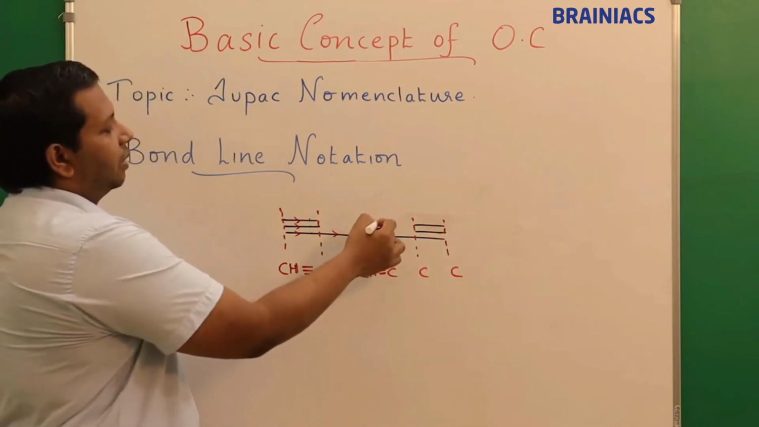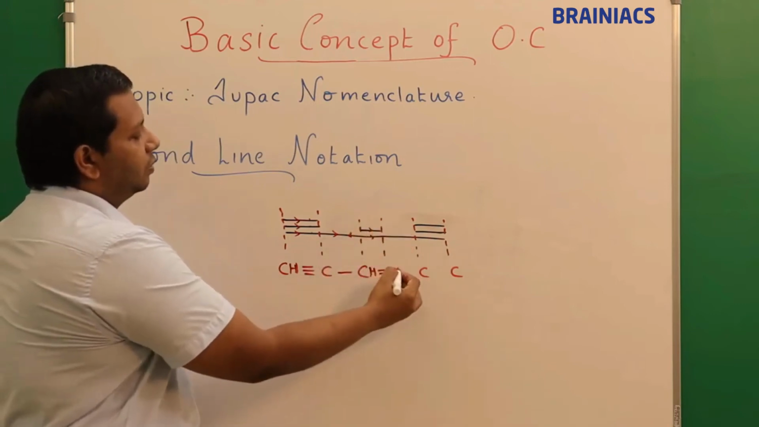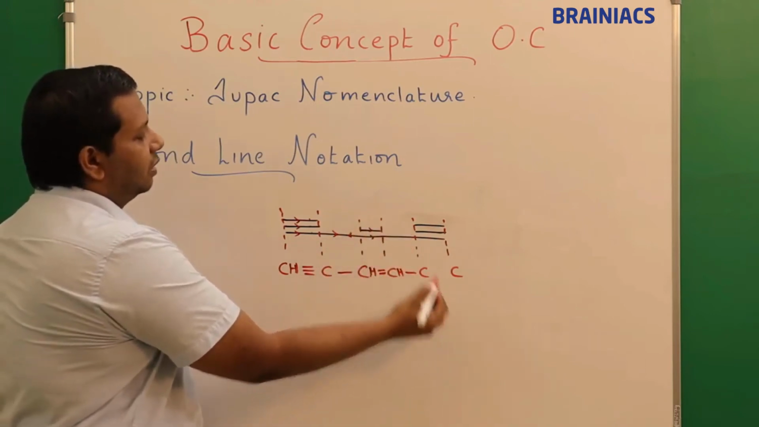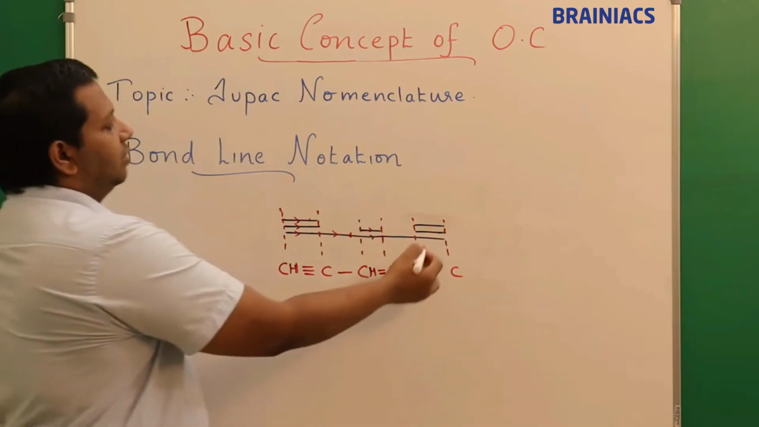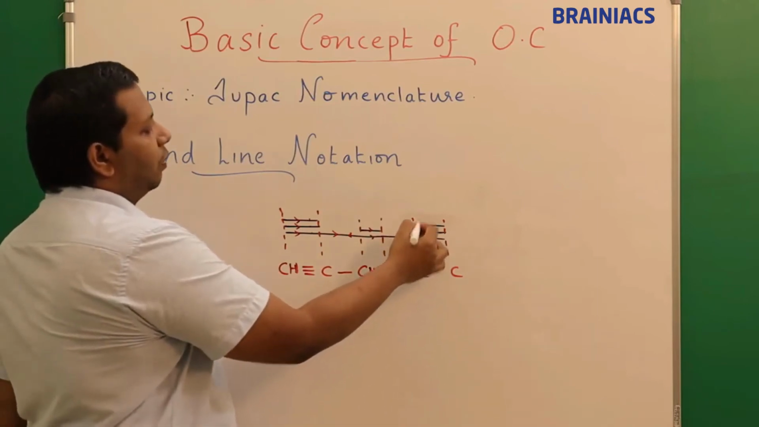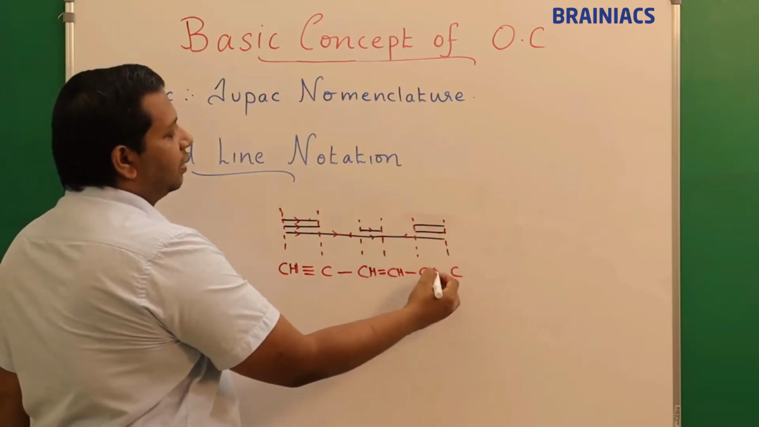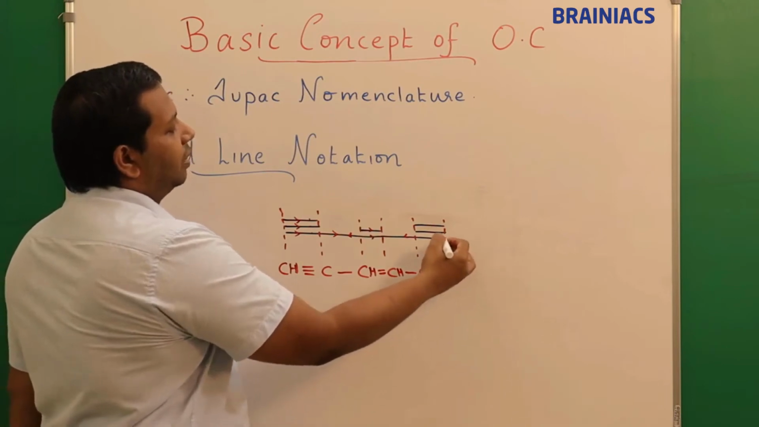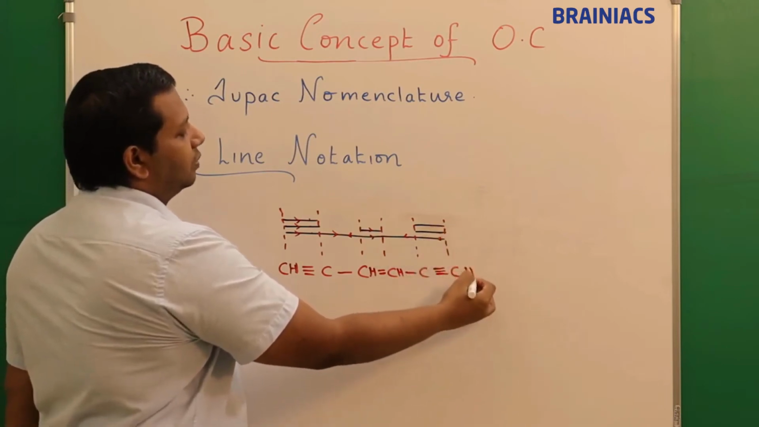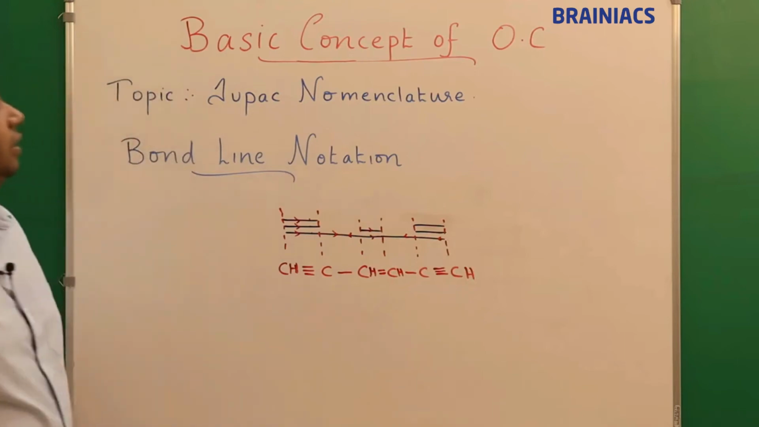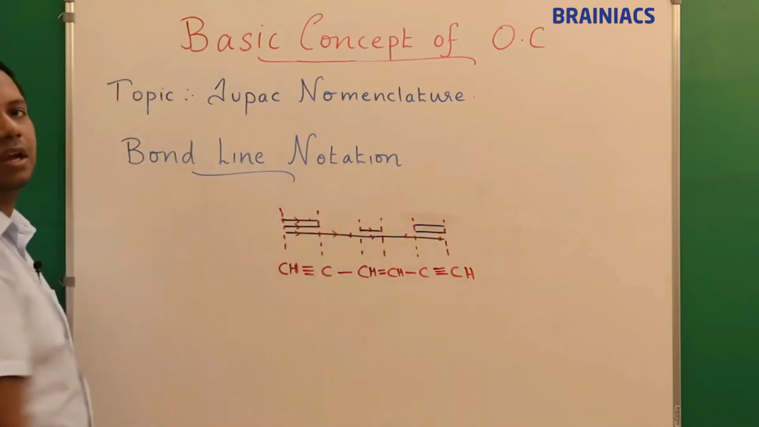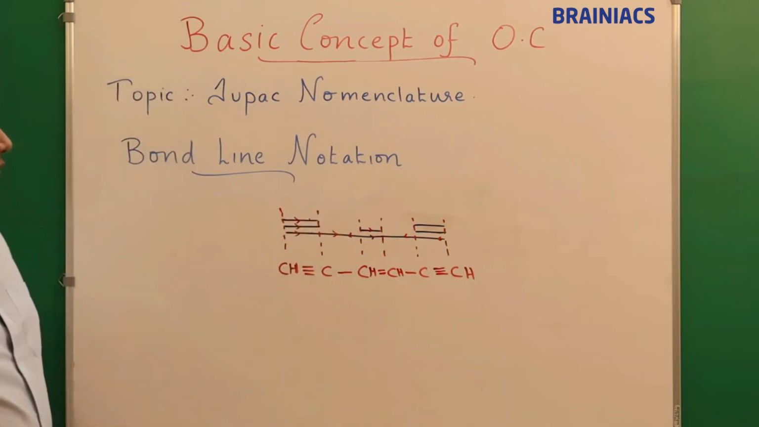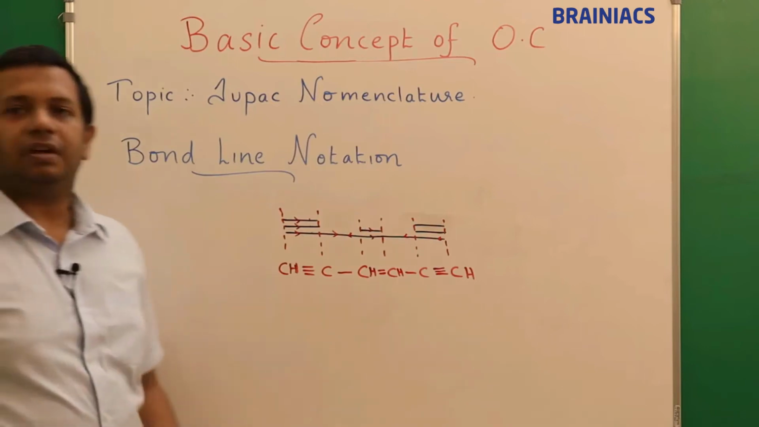Okay, coming at this carbon atom, again 3 rays, so this should be CH, then single bond. Then coming at this one, this is having 4 rays, so it should be C, then triple bond. Here, there are only 3, so this should be CH. So this is the way you need to interpret the bond line notation. I hope you understood. If you have any doubt, please come back.